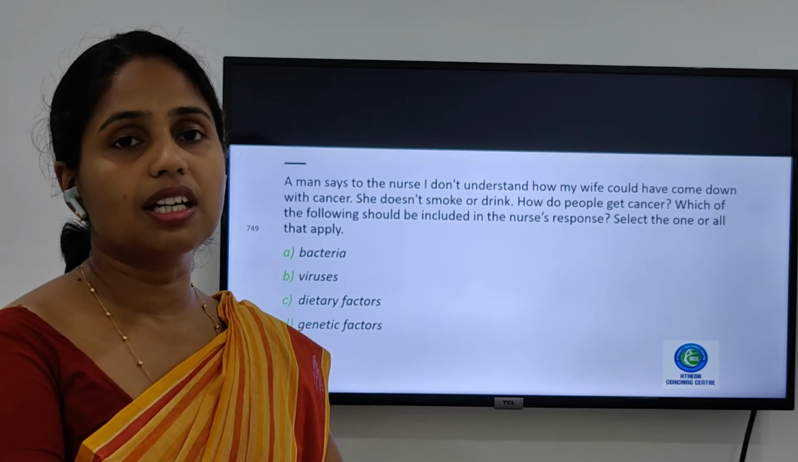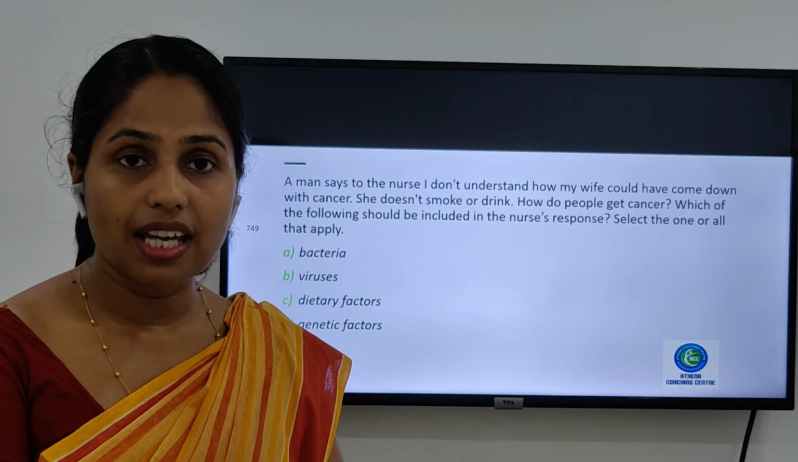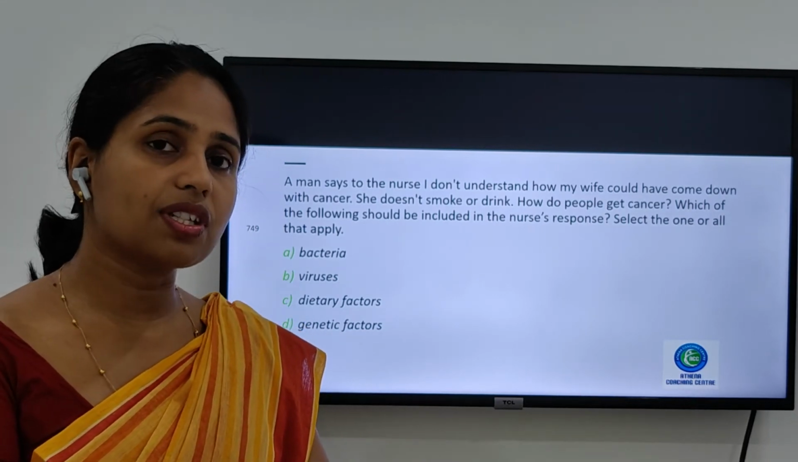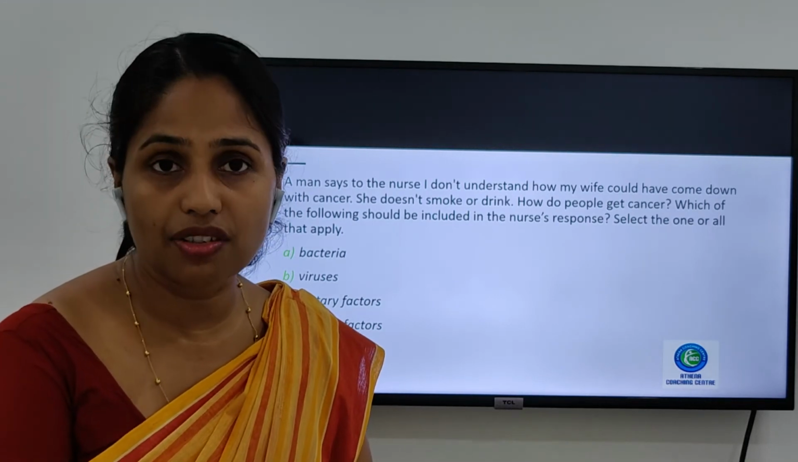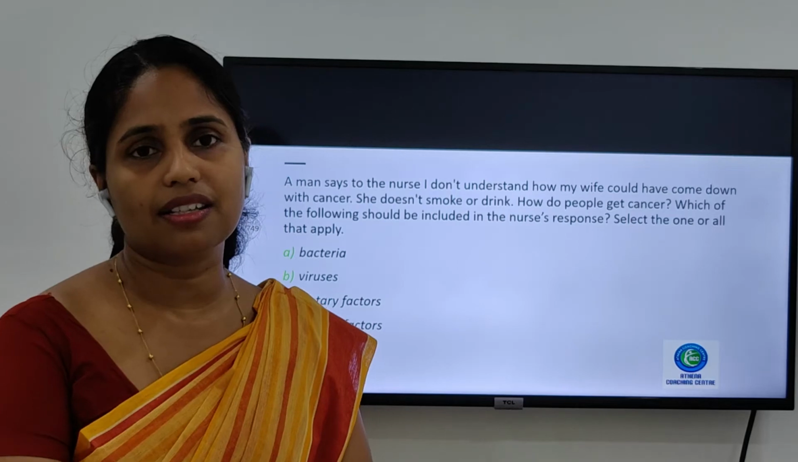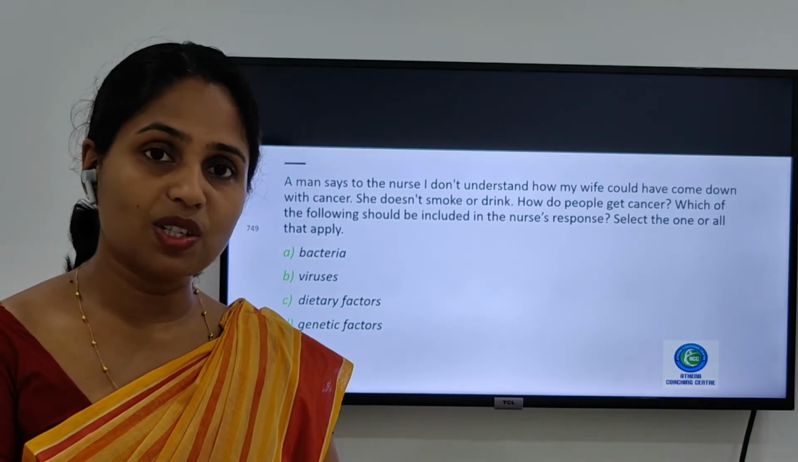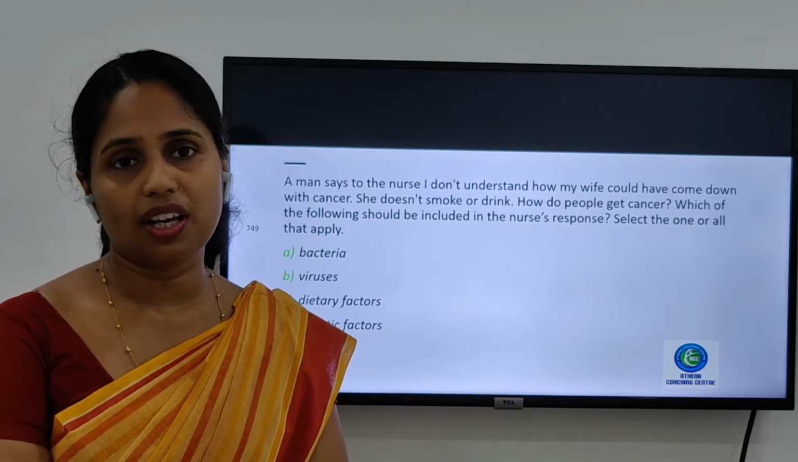So what are the risk factors of cancer? Basically family history, genetic factors, sedentary lifestyle, dietary changes, exposure to radiation, chemotherapy, and exposure to any chemicals. Even chemotherapy is considered a choice of treatment, but still it might cause secondary cancers.